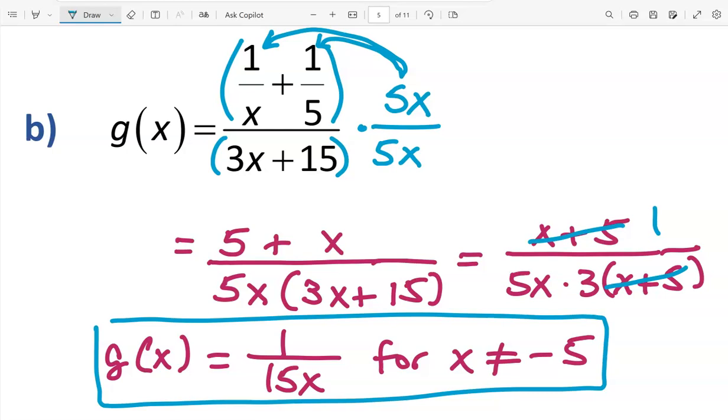Here we have another complication, right? Because our denominator is 3x plus 15, but we need to realize that that can be factored into 3 times x plus 5, which will allow for canceling that common factor of x plus 5.